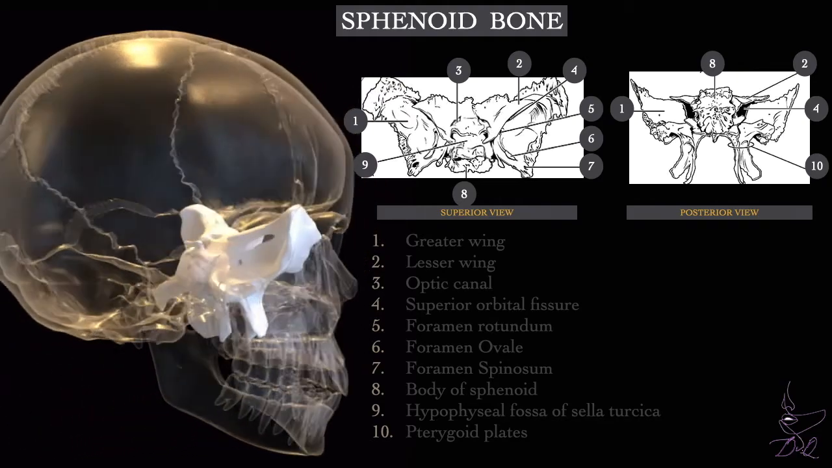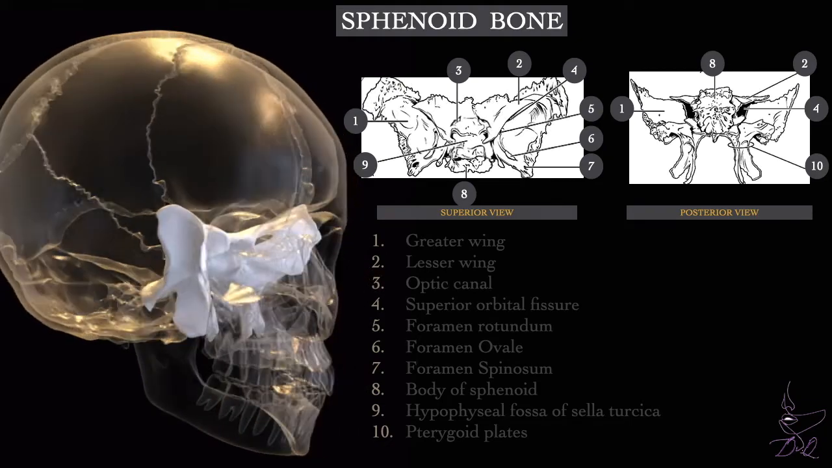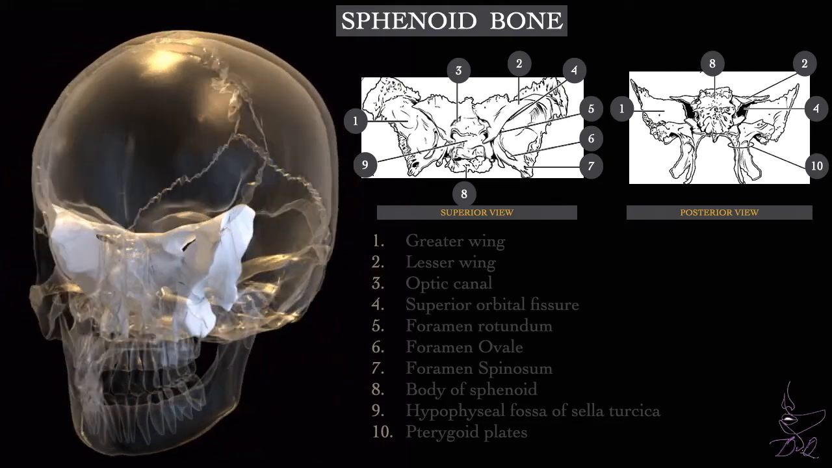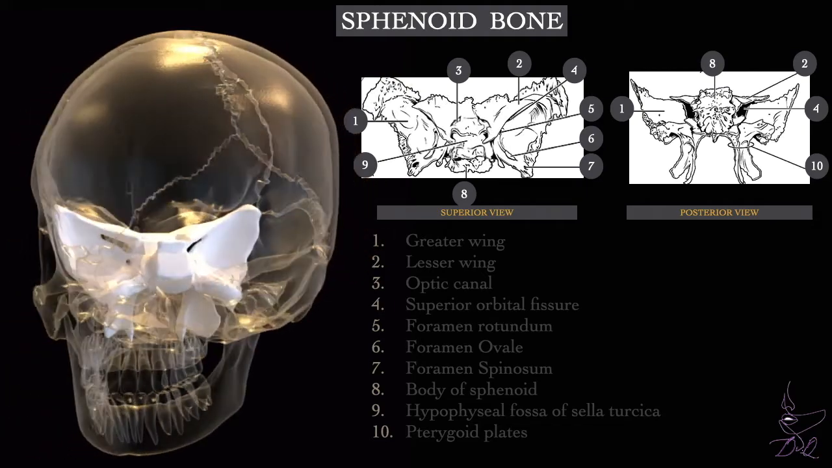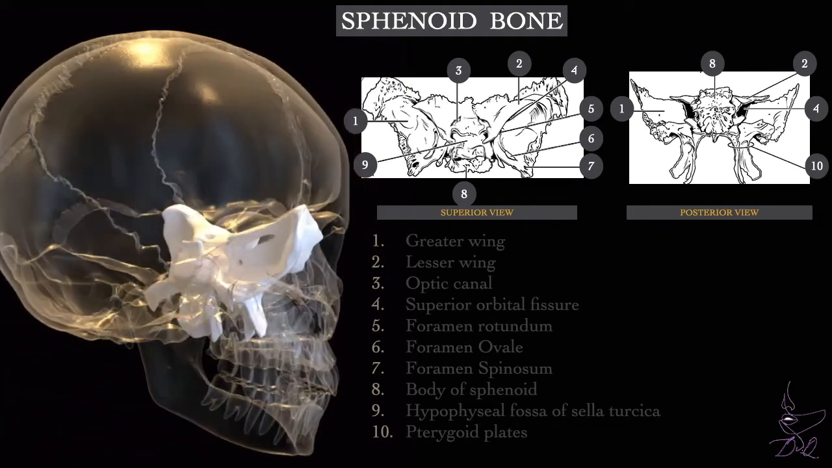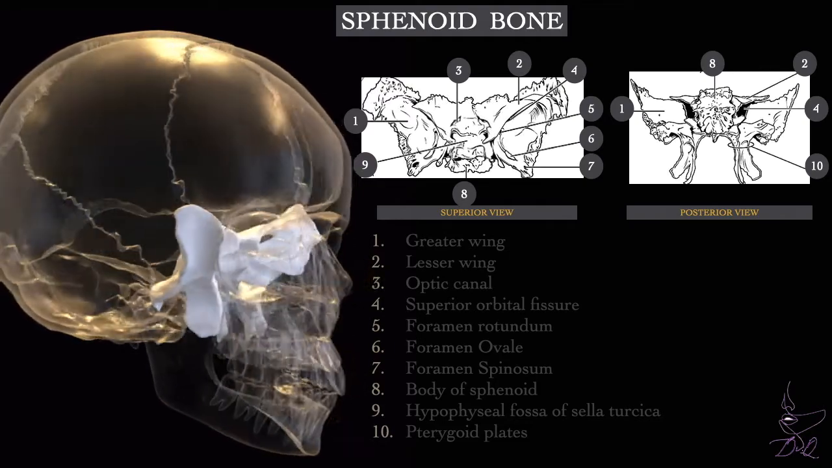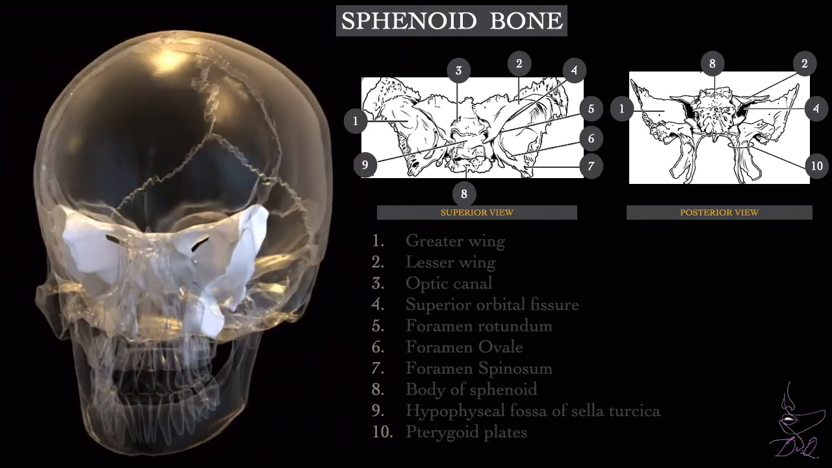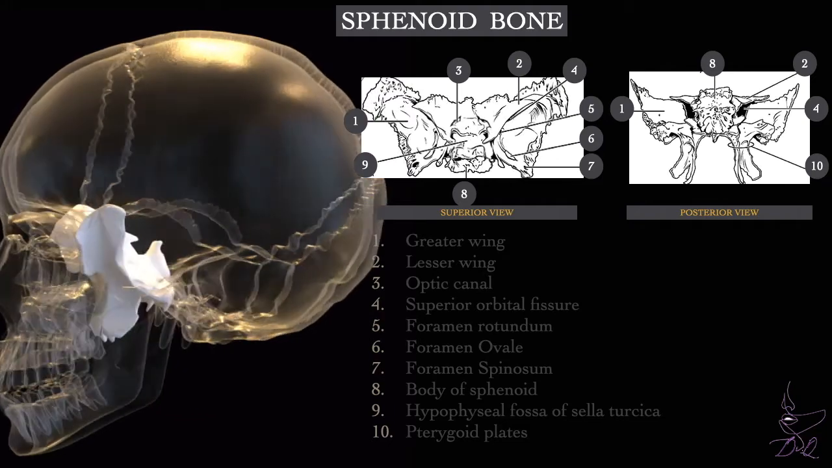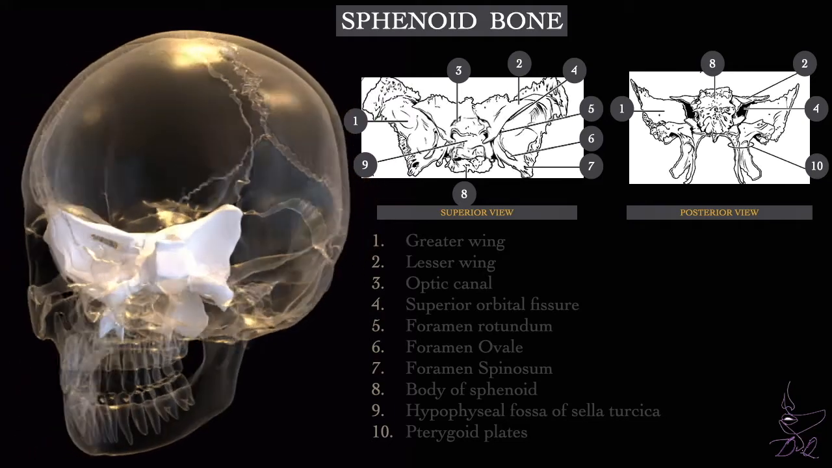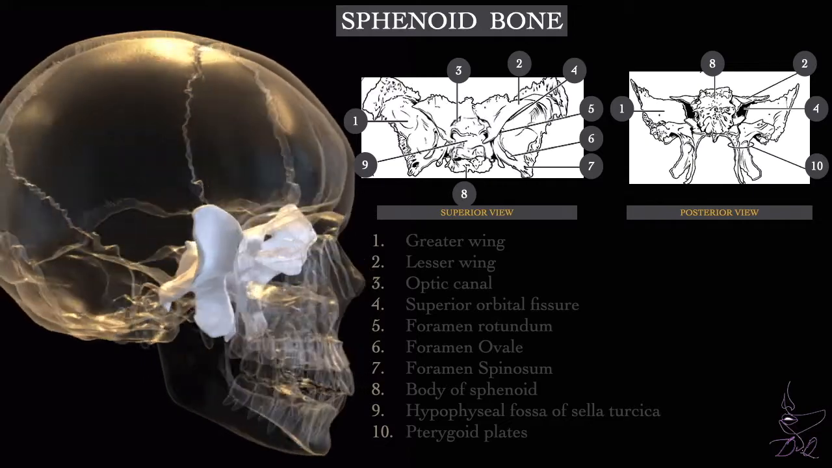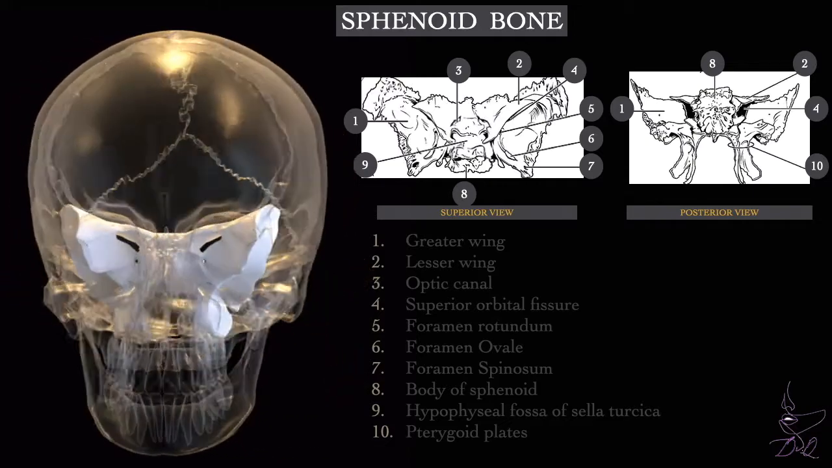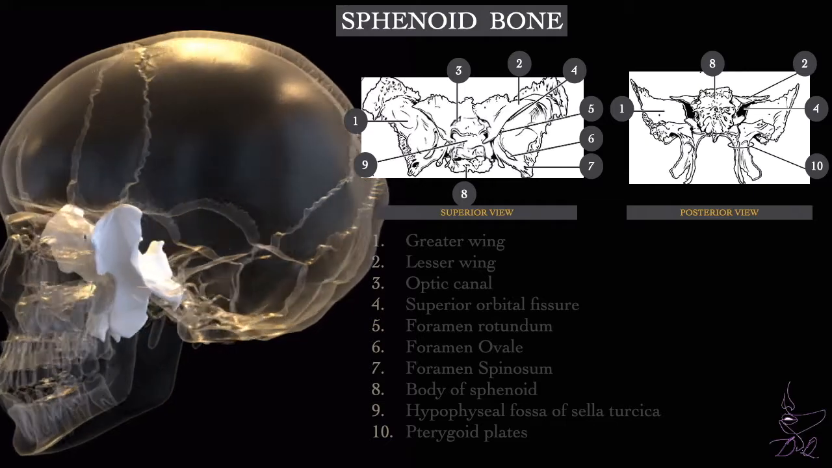Both the anterior and the posterior clinoid processes, along with the pituitary fossa, form a saddle-like structure called the sella turcica. From the inferior surface of the body of the sphenoid bone arise two projections called the lateral and the medial pterygoid processes. In between these two processes lies the pterygoid fossa. And we have the pterygoid plates.